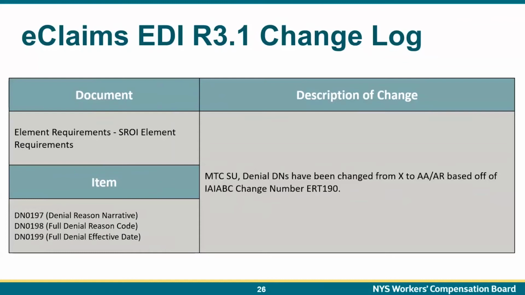Item 40 on the eClaims change log, SROI MTC SU processing rules indicate it will report the most recent denial information. However, the SROI element requirement table limits denial data to DN 0196, denial rescission date on the SROI SU. We are making DN 0197 AA and DN 0198 and 0199 AR.